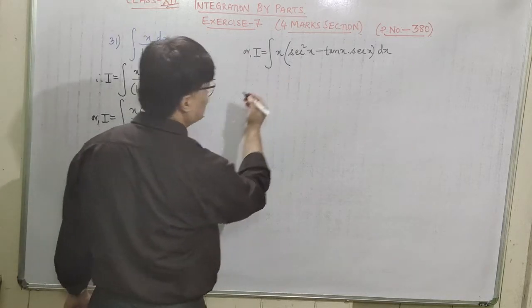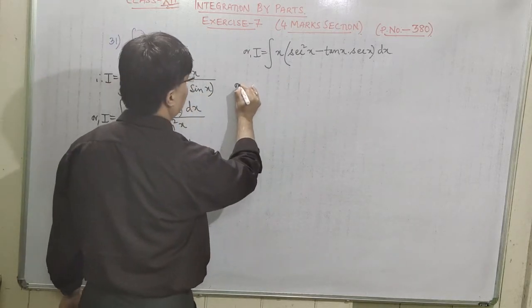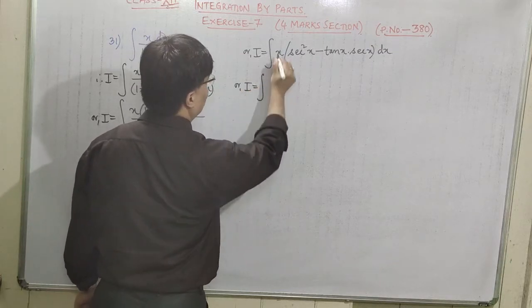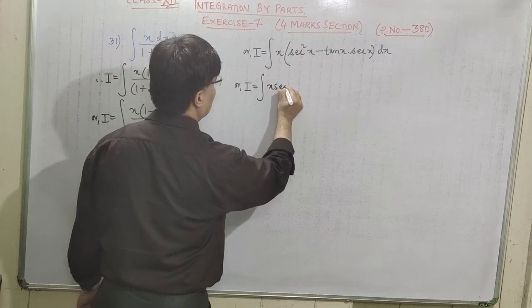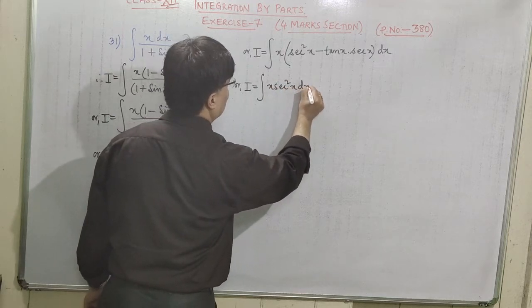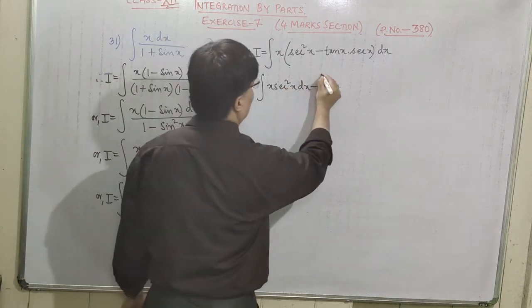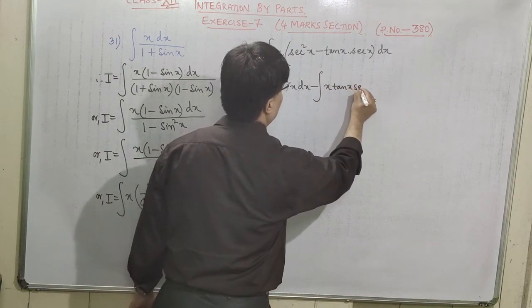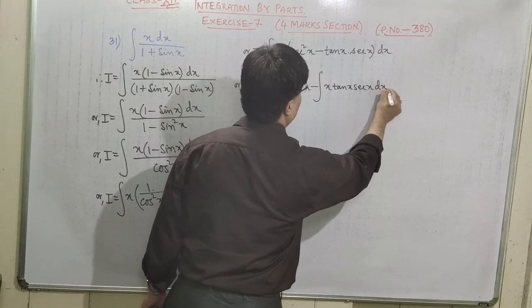Okay. So you can separate the term also here. Or I is equal to integration of x sec square x dx minus integration of x tan x sec x dx.